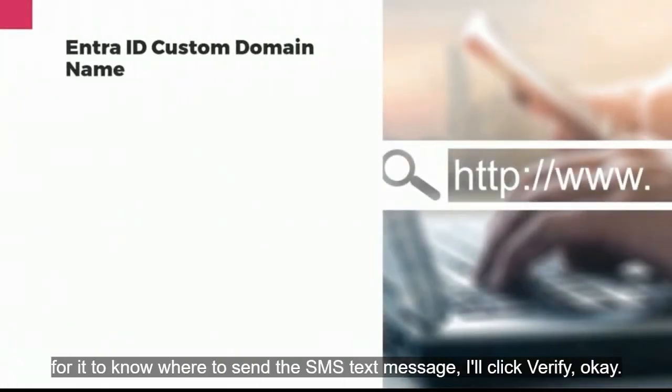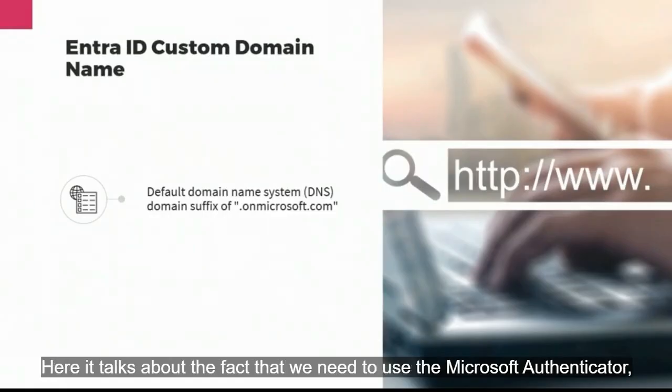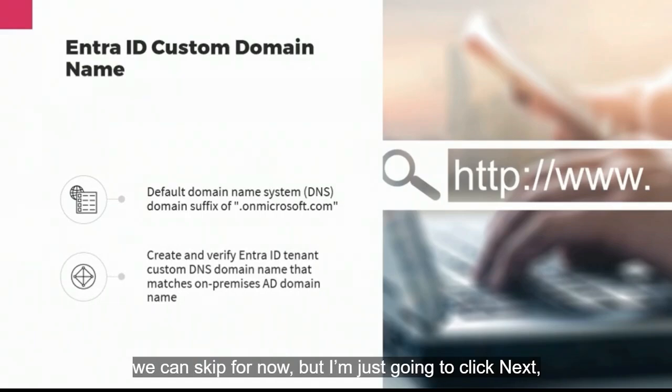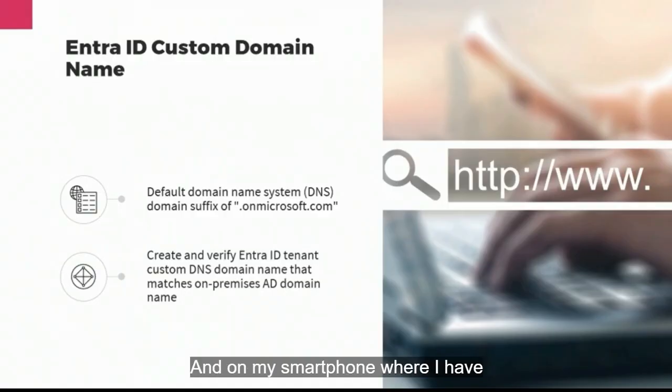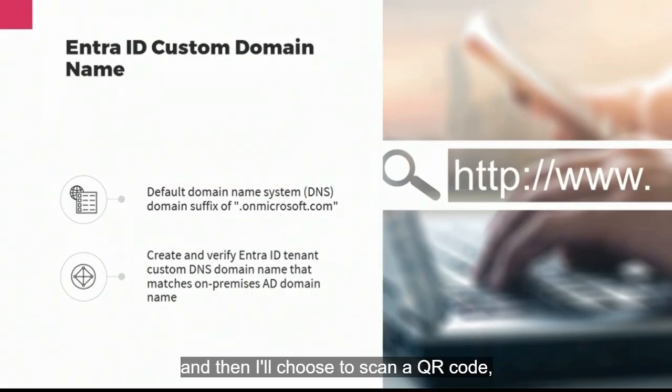Now, when you want to link your on-premises AD to your Entra tenant, think about the custom domain name option. We know that the default DNS domain name suffix of a tenant ends with .onmicrosoft.com. What you can do is create a custom DNS domain name for your Entra tenant that matches the on-premises Active Directory domain name. Now, when you create that custom domain name in Azure, you'll have to verify that you own it by creating a record in the DNS zone with a specific value as provided by Microsoft.